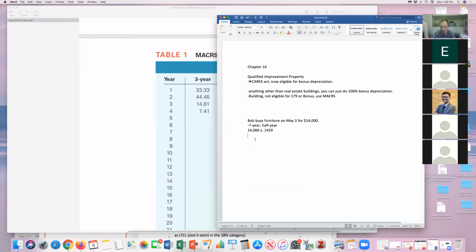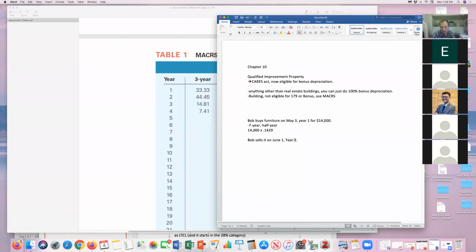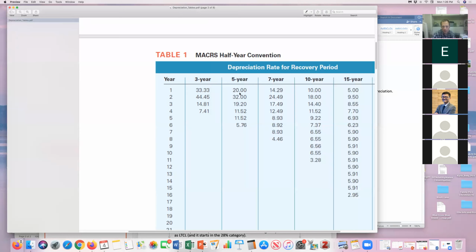Then, let's say this is May 3rd, year 1. One of the tricky things that can happen with MACRS depreciation is, let's say Bob sells it on June 1st of year 2. Because he sold it, the table does everything for you that it can, but if you sell it early, then you have to apply the convention yourself.